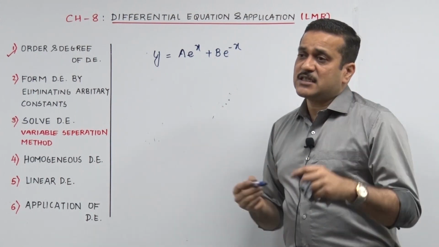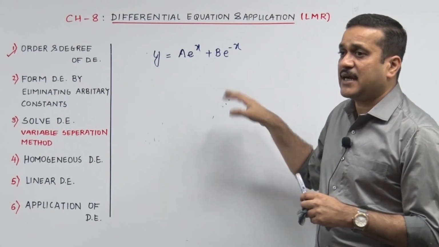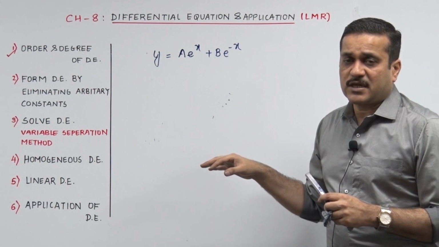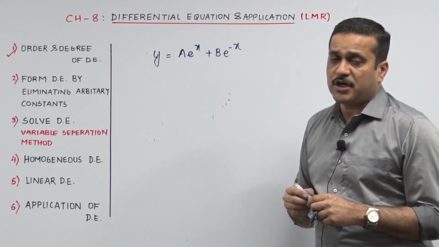The question says, form the differential equation by eliminating the arbitrary constants. So in the end I should be having a second order derivative because I am going to differentiate two times, and the equation must be free of a and b. Let us see whether we will be able to do it or not.